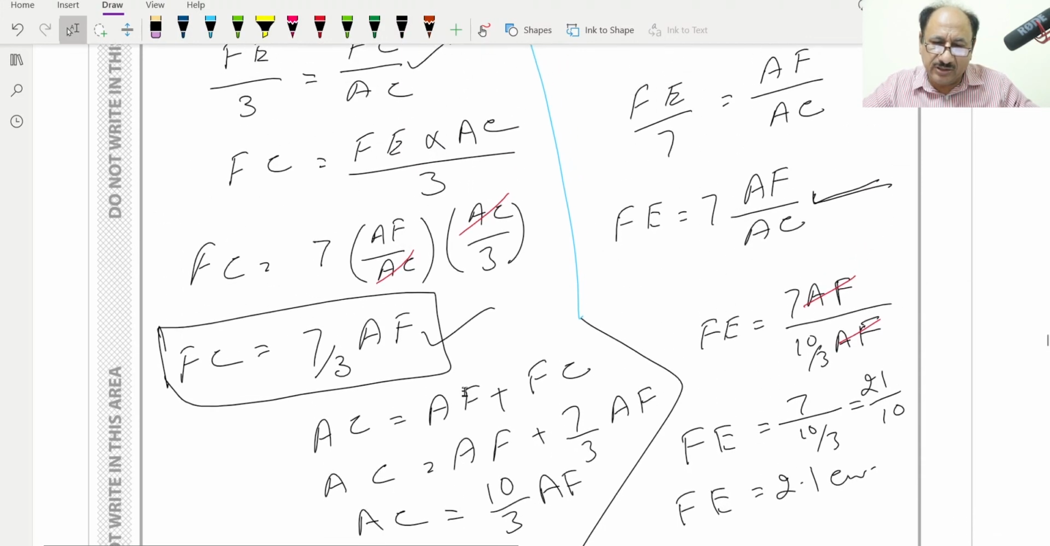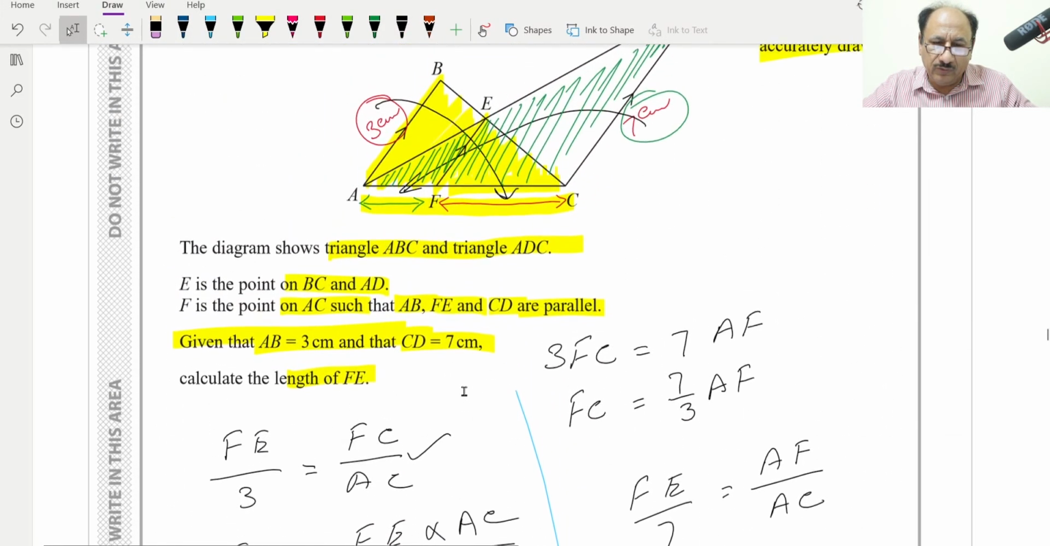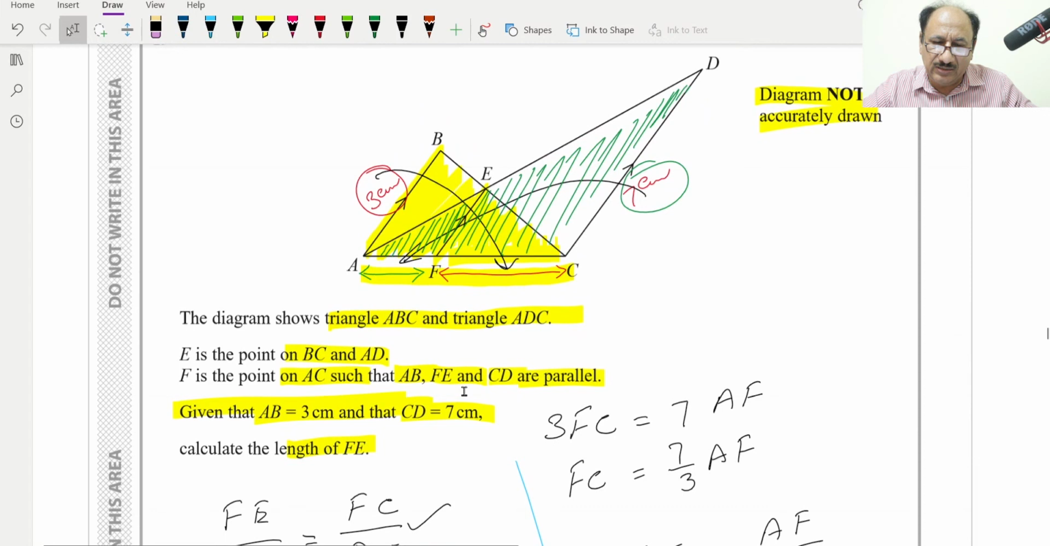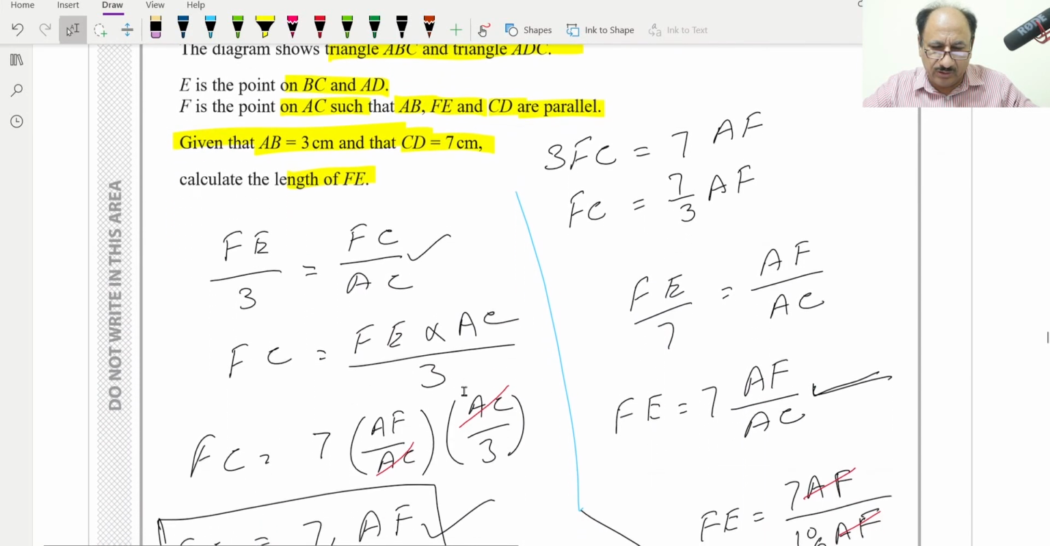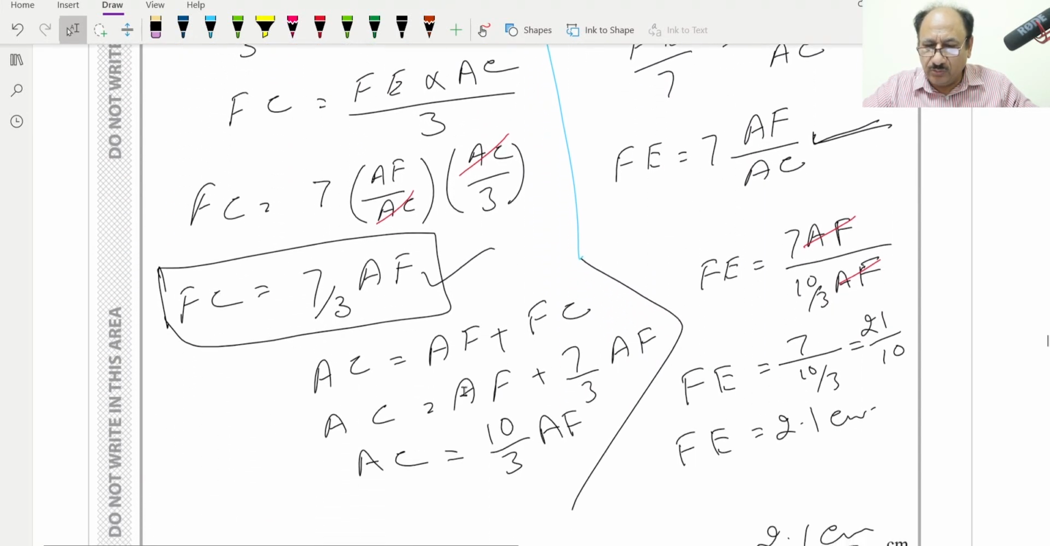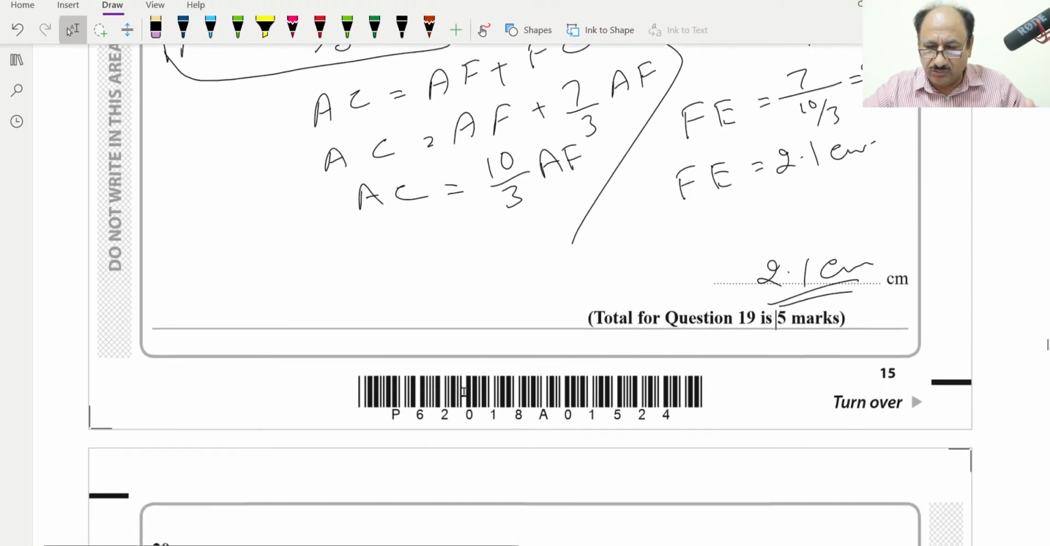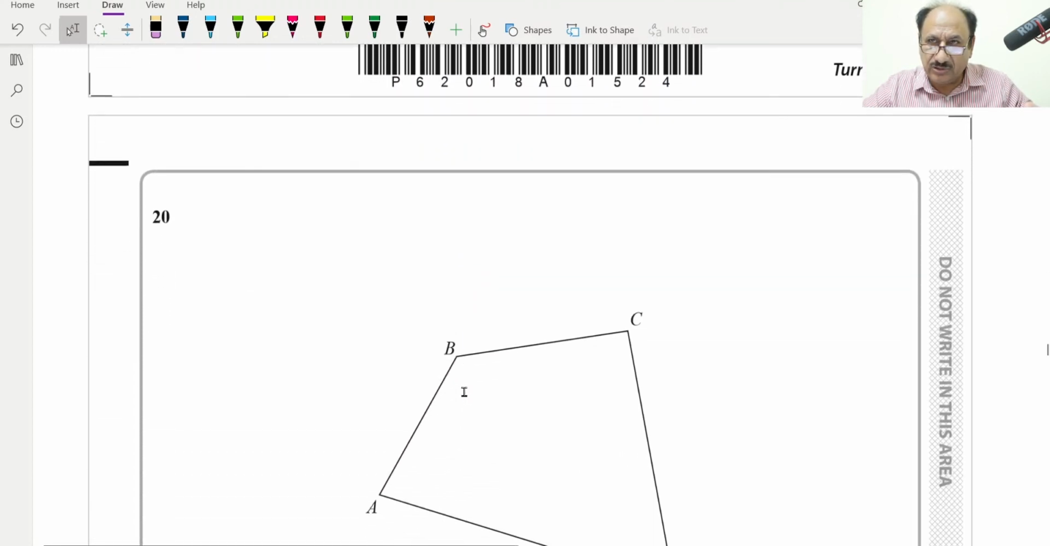This was a little tricky question, but hopefully you understood. If you understand the similarity of the triangles, so there are 4 triangles, and from there we have formed the equations and we resolved those equations. That's all, nothing much complicated.